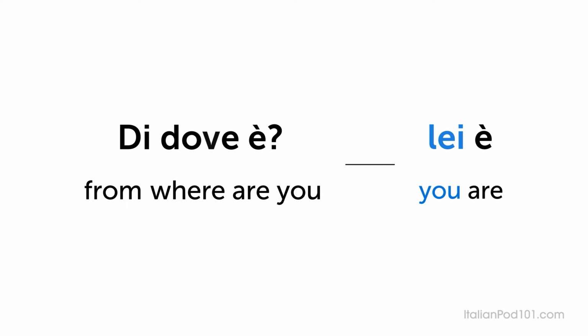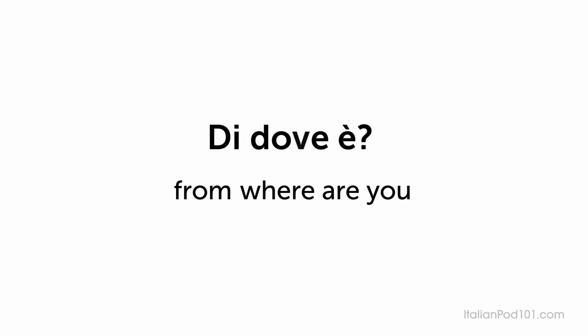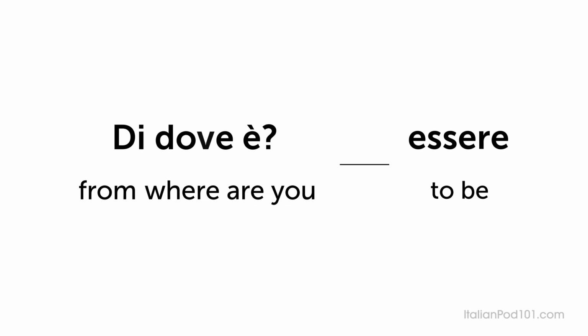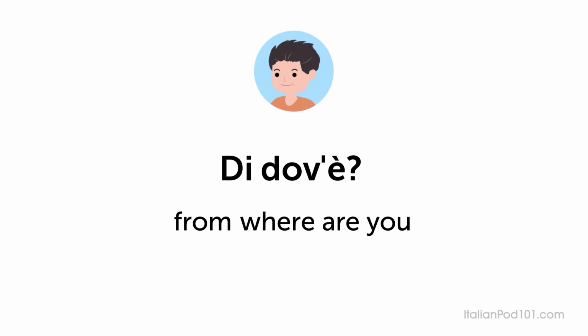Lei, you, when using formal Italian, can be omitted when it is understood from context. È is from the verb essere, meaning to be. Dove is contracted with è to form dov'è. Altogether, di dov'è? Where are you from? Remember this question. You'll hear it again later in this lesson.